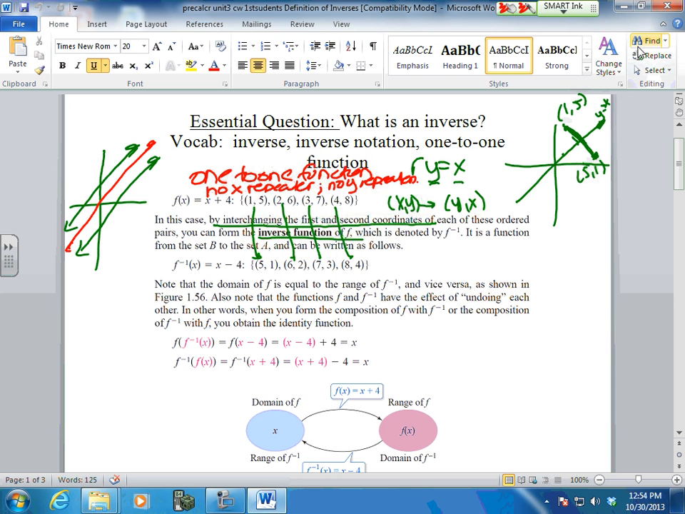When I do a vertical line test, it's a function. When I do a horizontal line test, that means this one passes its vertical. So I can do the two tests on my original function and know that I will have a true inverse. Not everything has a true inverse.